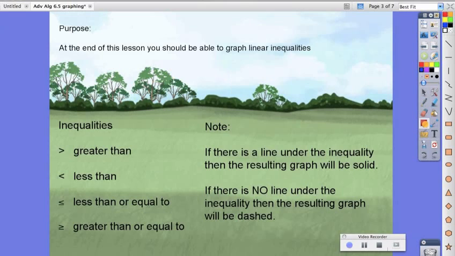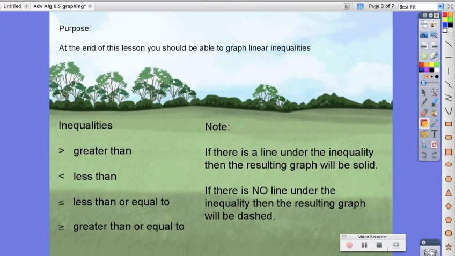So the purpose of this lesson is that at the end of it, you should be able to graph linear inequalities. So here is a quick review of what the inequalities look like. We're reading from left to right. If we look at this one, the opening, which is facing the left, means greater than, because it looks like we have a lot or more than. Next one is less than. The line under means or equal to. So we have less than or equal to. And the last one is greater than or equal to.